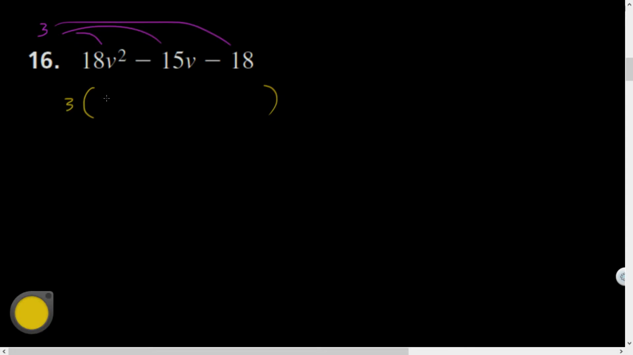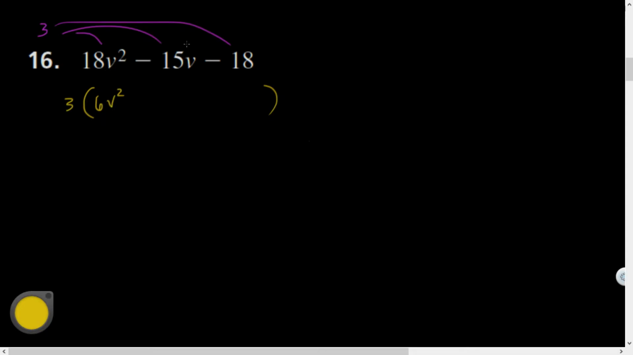So 3 times what is 18? Or ask it this way, 18 divided by 3 is what? Anybody want to help me out? I've got 4 students now. This is great. 6. And I need that v squared there.